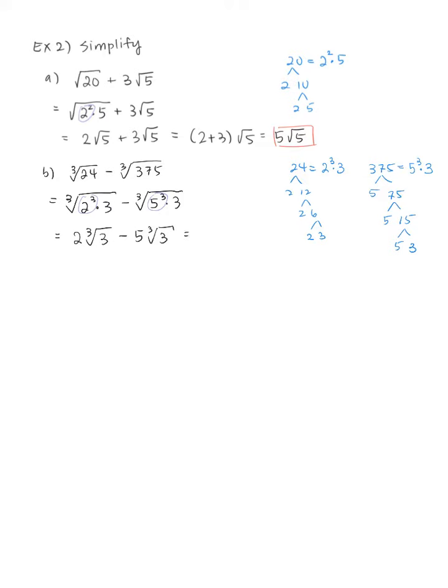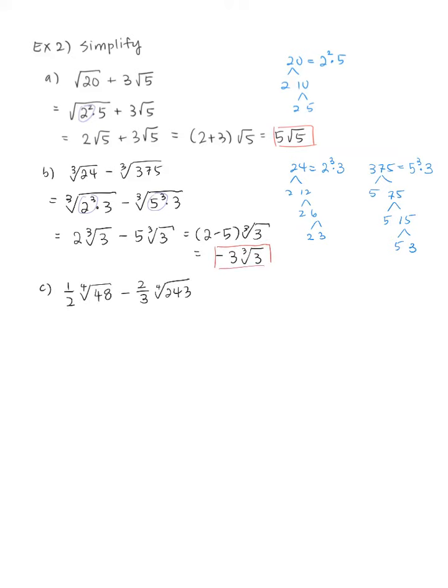So here what we're going to do is do the same thing. We're going to have 2 minus 5 times the cube root of 3. So in this case what we're going to get is negative 3 cube root of 3. What the heck? In the previous one it was all 5s, now it's all 3s. But alright, so let me box that for the answer.